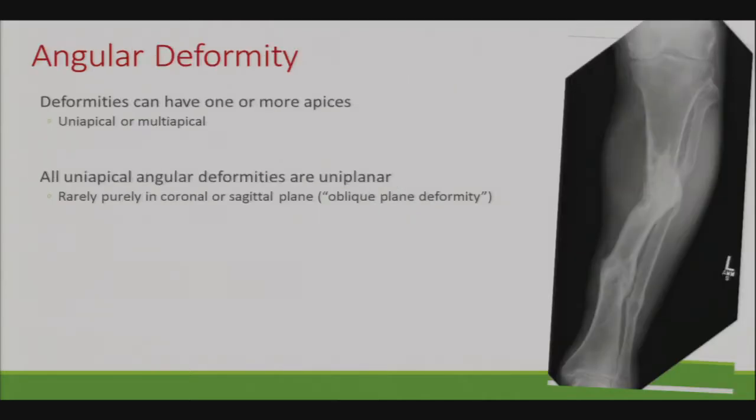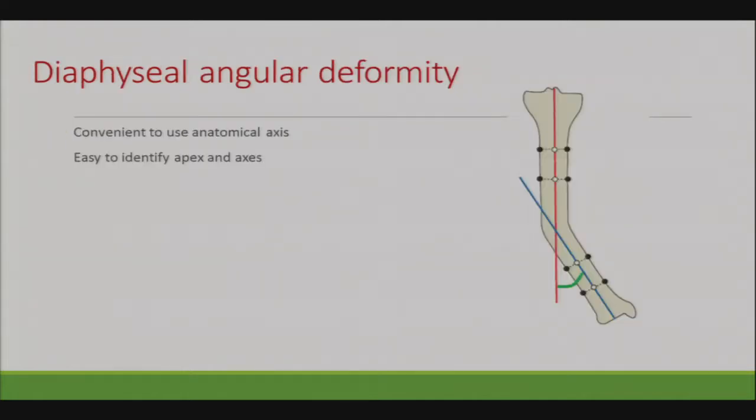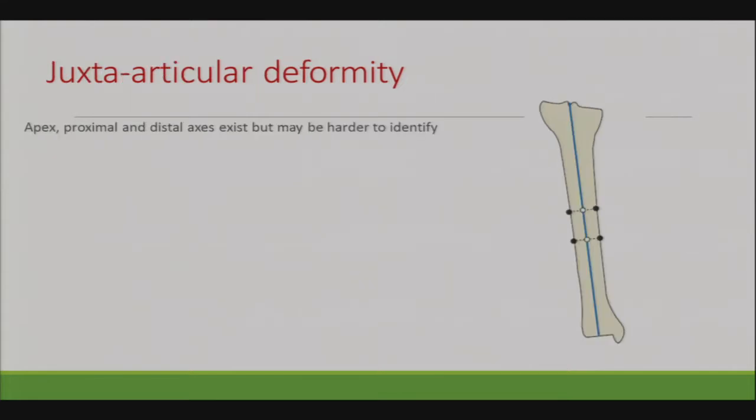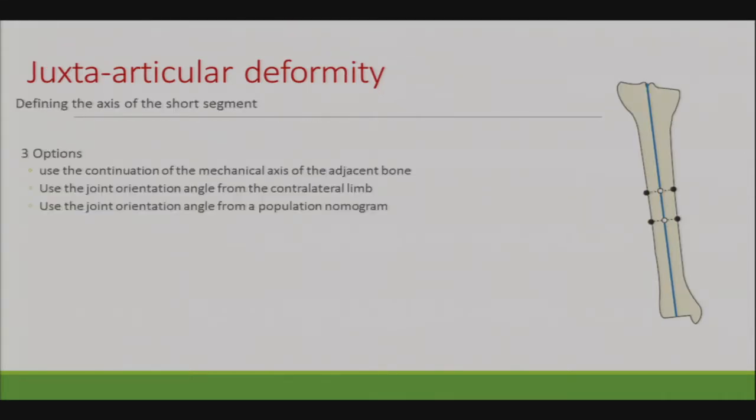Angular deformity, generally speaking, is usually uniapical, meaning one apex of deformity. It can be a multi-apical deformity, and all uniapical deformities are uniplanar. So just because you see the apex on the AP and lateral x-ray doesn't mean that there's more than one apex. It just means that it's not in the plane of the x-ray. It's in a so-called oblique plane. Diaphyseal angular deformity is easy to see, easy to measure, easy to identify. Juxtaarticular deformity is a little harder to see, a little harder to identify, a little harder to see where the apex is. And so there's a few ways to find the apex and to define the short segment.